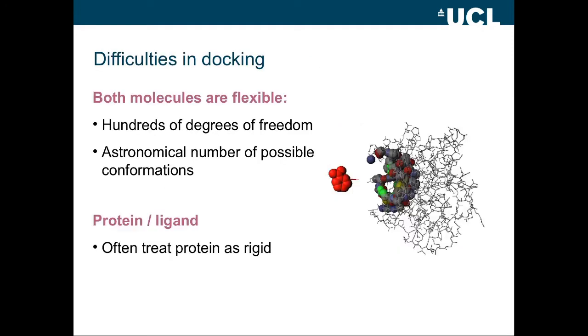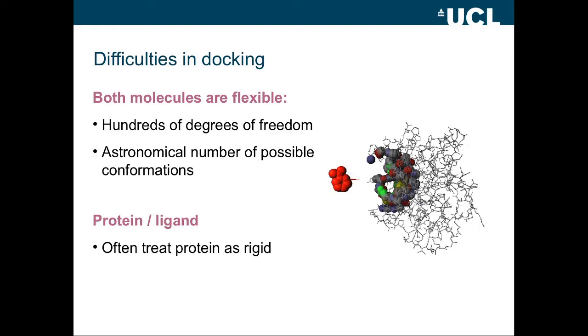Now, docking in a computer is far from trivial. One of the main reasons for this is that both molecules are flexible. That means, as well as positioning the two with respect to one another, there are hundreds of possible degrees of freedom in terms of relevant side chain positions or relevant flexibility within the small molecule that somehow have to be accounted for. And that means that there's an astronomical number of possible conformations.